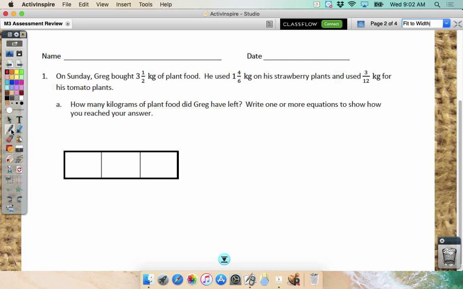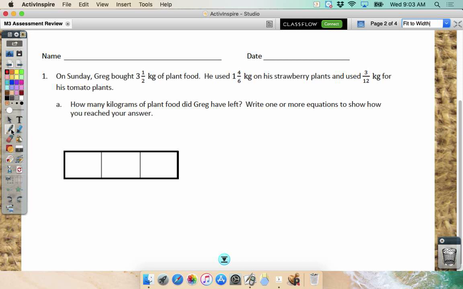Greg is the name of the guy who's doing the gardening. So it says on Sunday, Greg bought 3.5 kilograms of plant food. You know what that is? Like that Miracle Grow powder stuff you mix with water and it turns blue. Okay. He used 1 4/6 kilograms on his strawberry plants and used 3/12 kilograms for his tomato plants. How many kilograms of plant food did Greg have left?